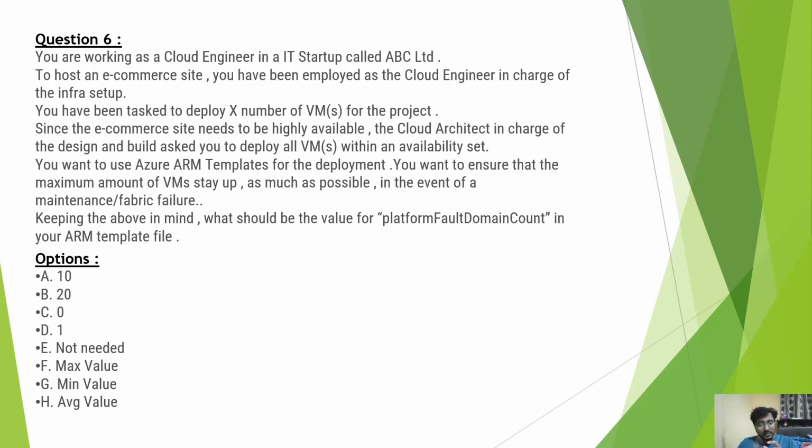So here, to answer this question, you need to know the concept of availability set. In an availability set, there are basically two properties: one is the fault domain, another is the update domain. So it is saying that you need to keep the maximum amount of VMs up as much as possible in the event of a maintenance or a fabric failure. Keeping the above in mind, what should be the value for the platform fault domain count? So how many fault domains will it have?